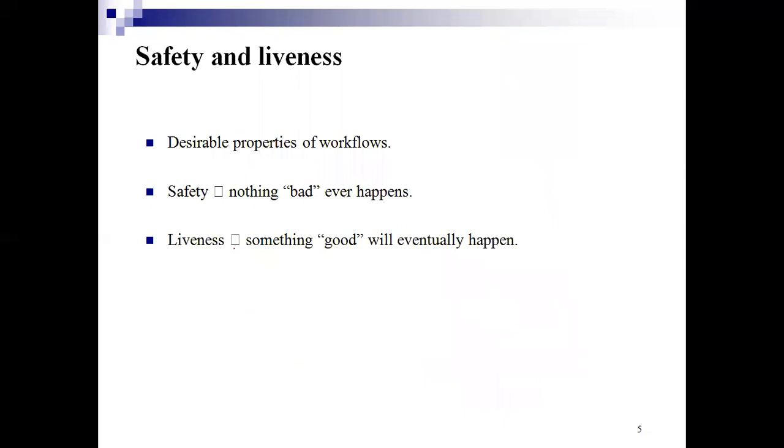So next we have safety and liveness. Among the most desirable properties of a process description, there are safety and liveness. Informally, safety means that nothing bad ever happens. So what do you mean by safety? Nothing bad ever happens. And liveness means that something good will eventually take place.